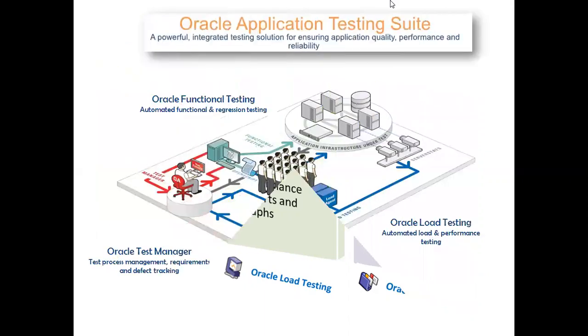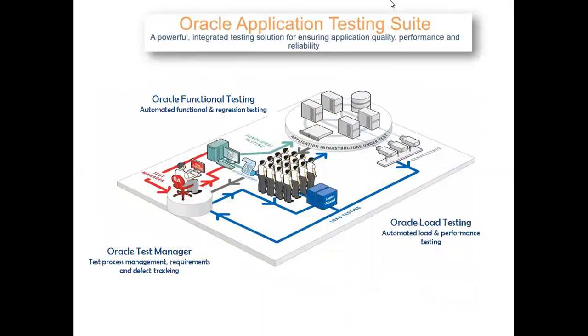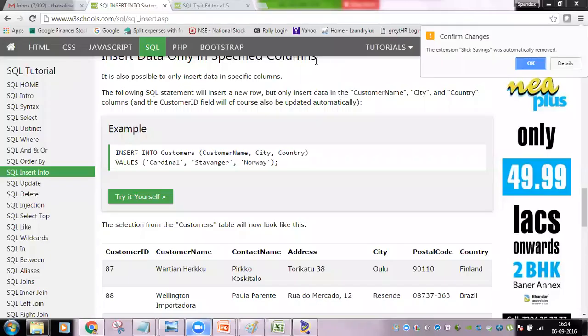Let's try to understand the architecture, or the functioning, of these different products. If you look at this diagram on my left, starting from Oracle Functional Testing, Oracle Load Testing and Oracle Test Manager, we see how these different products communicate with each other and share data with each other. Oracle Application Testing Suite is an integrated solution for ensuring application quality, performance, and reliability.